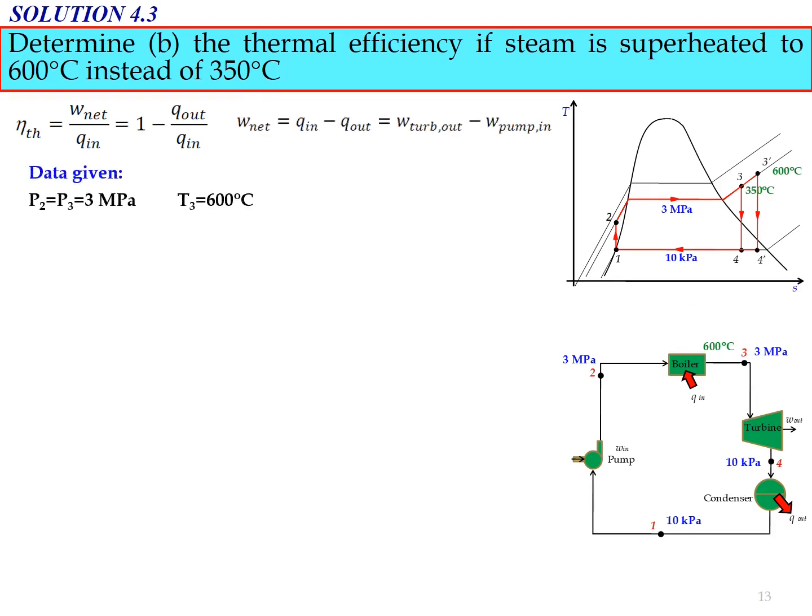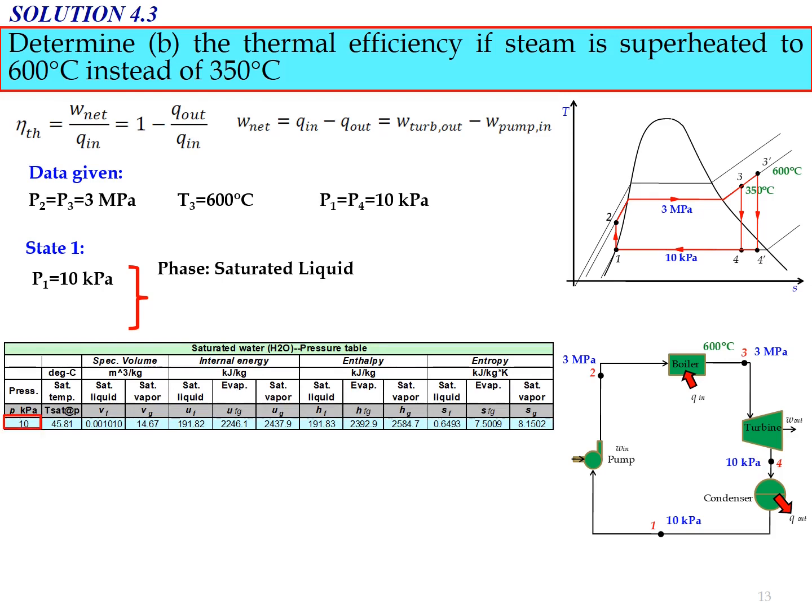Data given, P2 equal to P3 equal to 3 megapascal, T3 equal to 600 degrees Celsius, P1 equal to P4 equal to 10 kilopascal. For state number 1, we can use the same approach as we did in question A. Okay, we will have the same value of H1 and also V1.